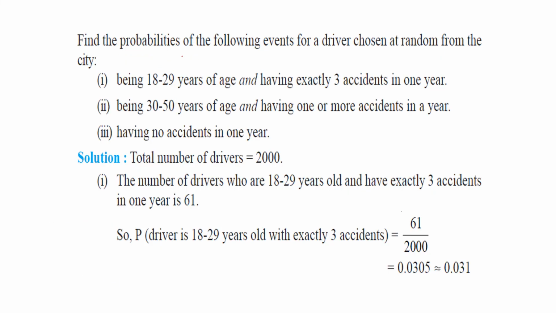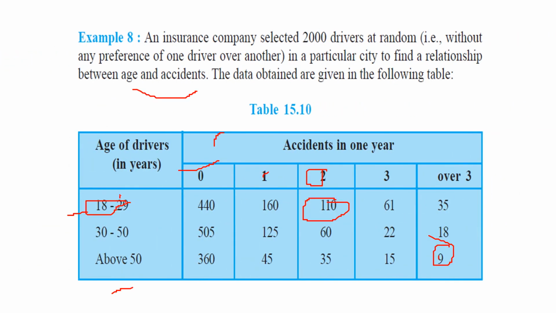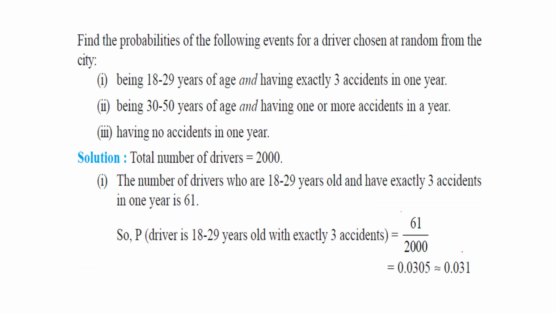So find the probabilities of the following events for a driver chosen at random from the city. Being 18 to 29 years of age and having exactly 3 accidents in 1 year. So 18 to 29 and exactly 3. So this is 61, right? 61 divided by 2000. So this becomes 61 divided by 2000. This is the probability.